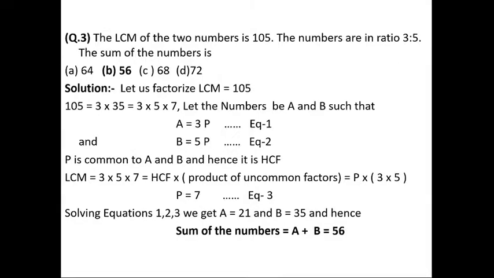LCM of two numbers is 105. The numbers are in the ratio 3:5. The sum of the numbers is. Now here clearly you can obtain the numbers, but the question asked is sum of the numbers. So keep it in mind what is asked and what you are responding to. Again, things are very simple. Next.